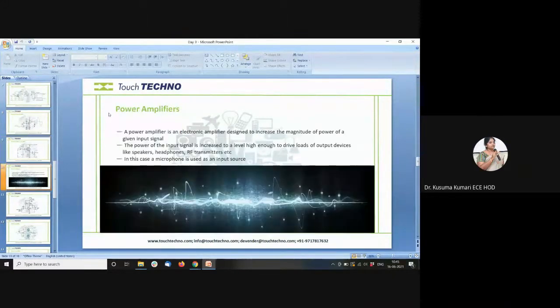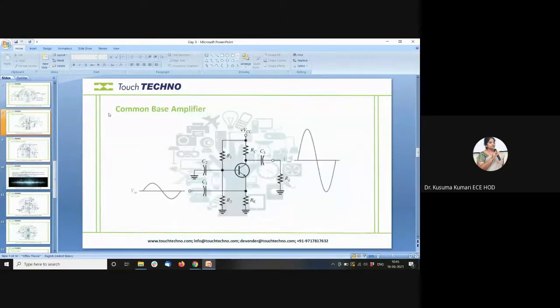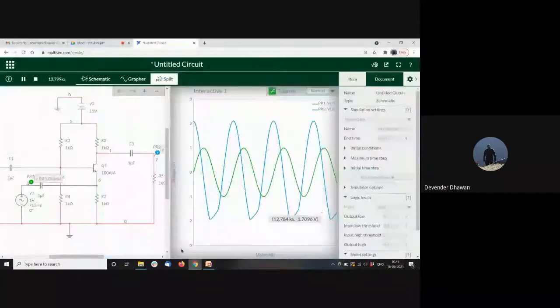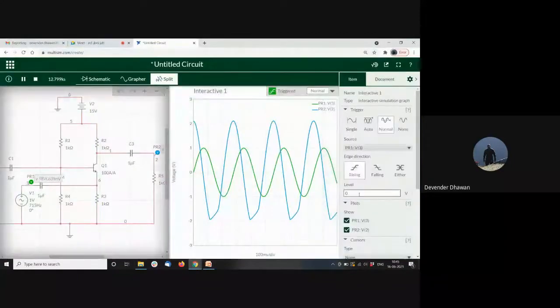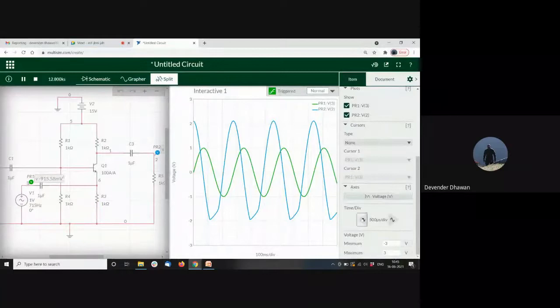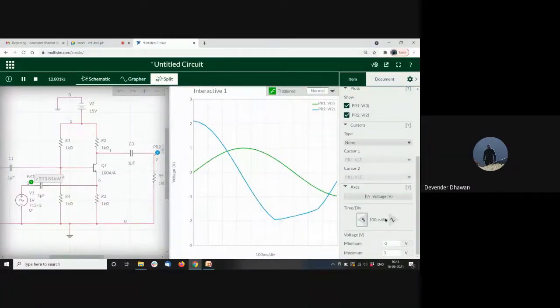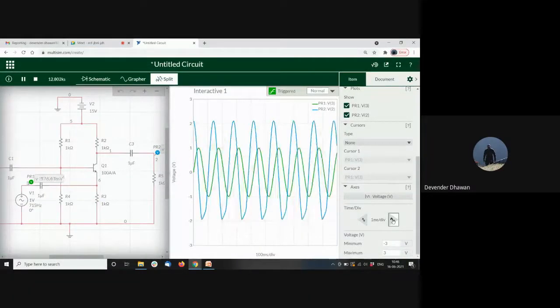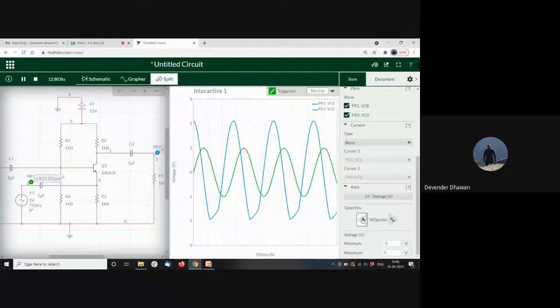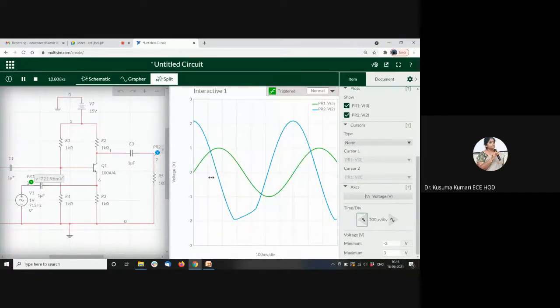How does the time division change, sir? Time division I can change, ma'am. Like in a normal oscilloscope, we have time per division here. We can change it. So this is like a normal oscilloscope. Yes.